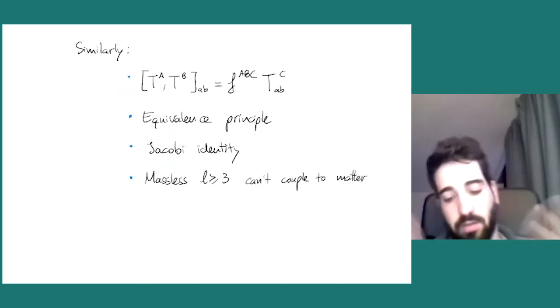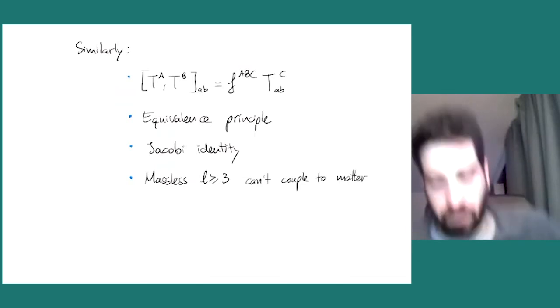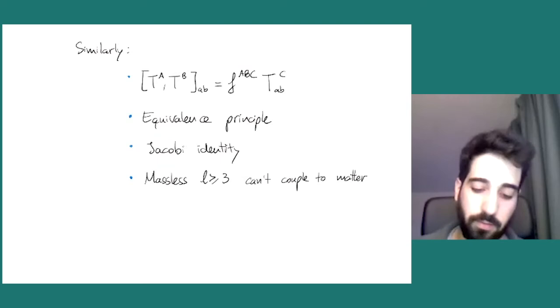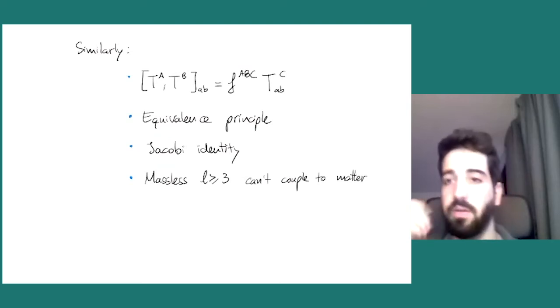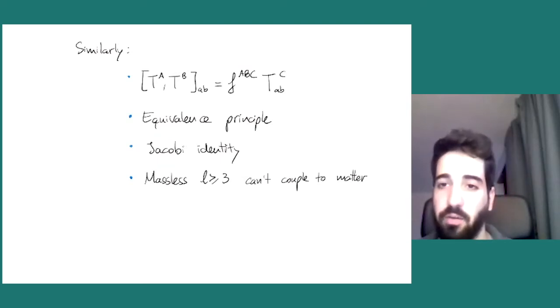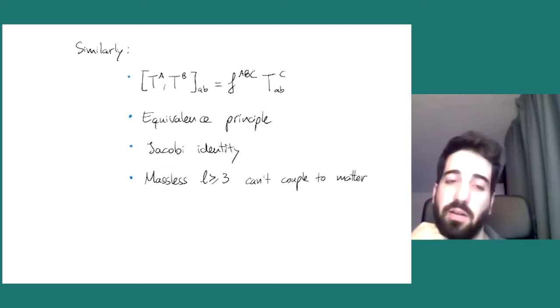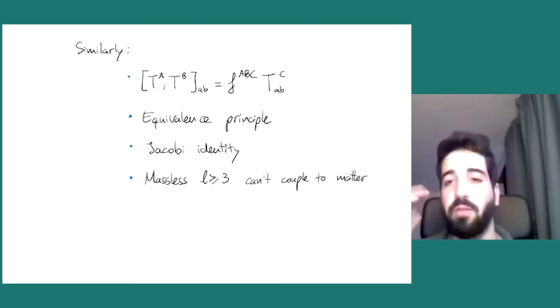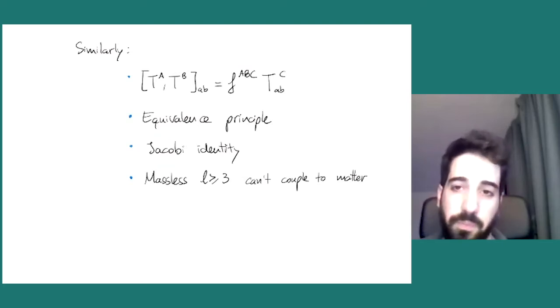So this is a list of examples of things that we did using this. So it's very powerful. It really restricts a lot the kinds of theories and interactions that you can have, and it's all from a boundary perspective. So it's pretty cool.